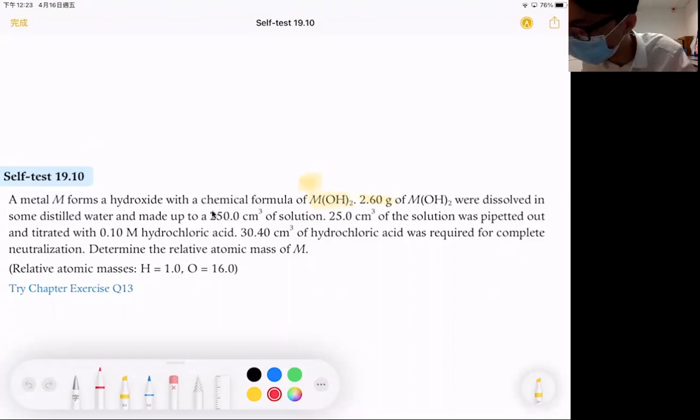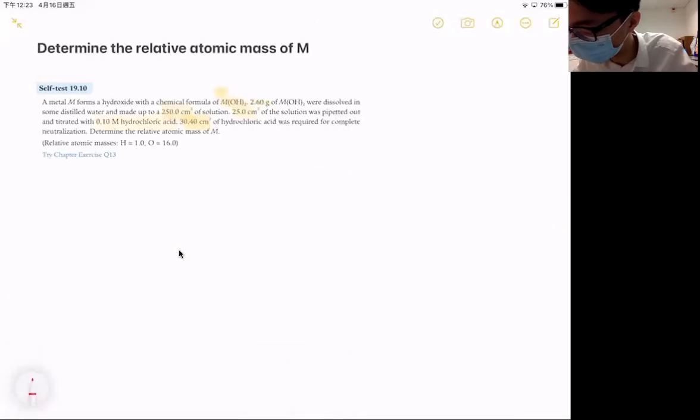and made up to 250 cm cube solution. That is the volumetric flask. And afterwards, we withdraw 25 cm cube using the 25 cm cube pipette, and then put it in the conical flask. And finally, it is titrated with hydrochloric acid of known concentration, that is a standard solution. It tells you that we use up 30.4 cm cube of hydrochloric acid to finish the titration. Based on the information provided, we are going to calculate the relative atomic mass of M.